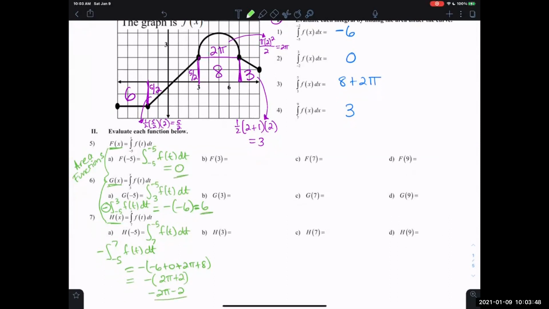Okay, so now I'm going to pause it, and I'm going to have you finish up the rest of the sheet, and we will come back together in just a minute, okay? So go ahead and pause.